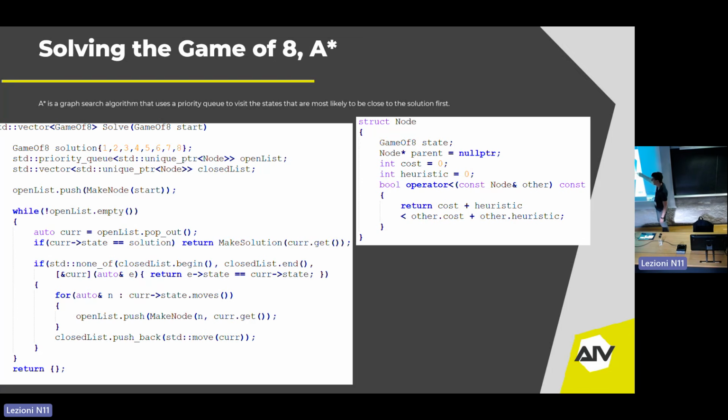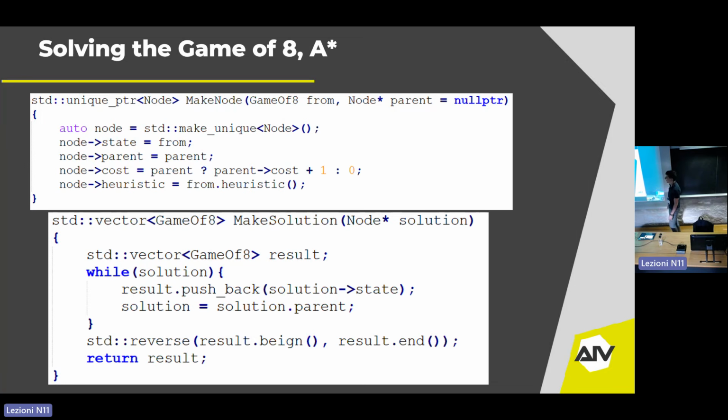It's not really relevant, just to give you the information. We have the current state. We have the parent node, which is the move we are coming from. Cost and heuristics are used by A-star, and that's how we determine if this one is more likely to be the next move that we should take. These are make node and make solution. Again, they're not really relevant. It's just for your information.